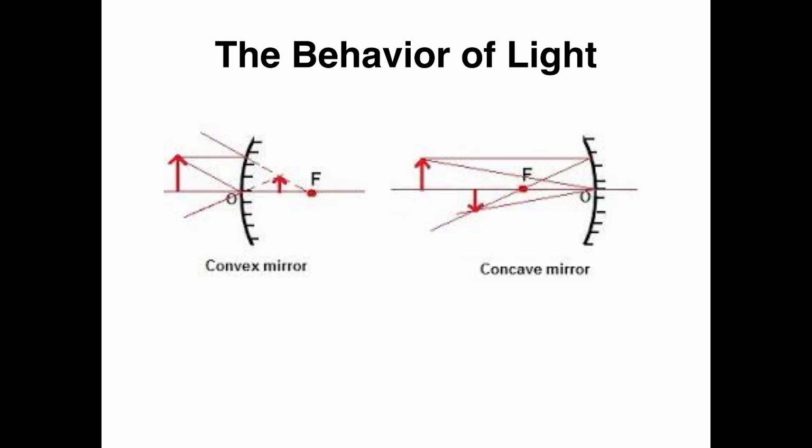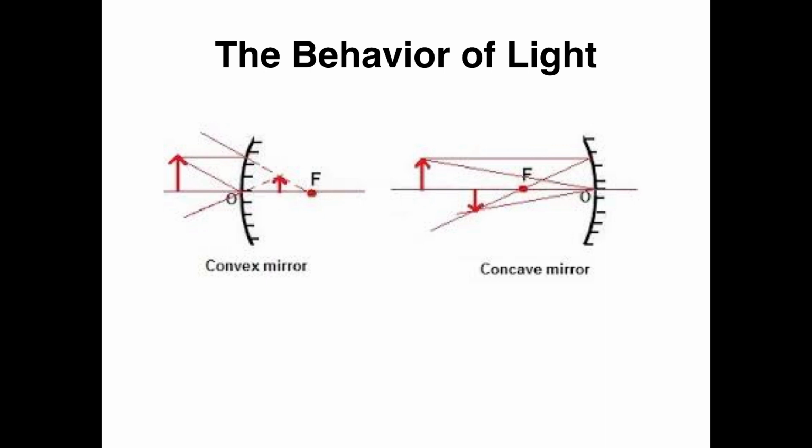Now, concave and convex mirrors are mirrors that have a certain curvature with relation to the image or to the object. So, for example, on the left is concave because it's curved concave in relation to the object, which is shown as an upward arrow. F stands for the focal point of the mirror, and the downward arrow is the image that is formed by the mirror.